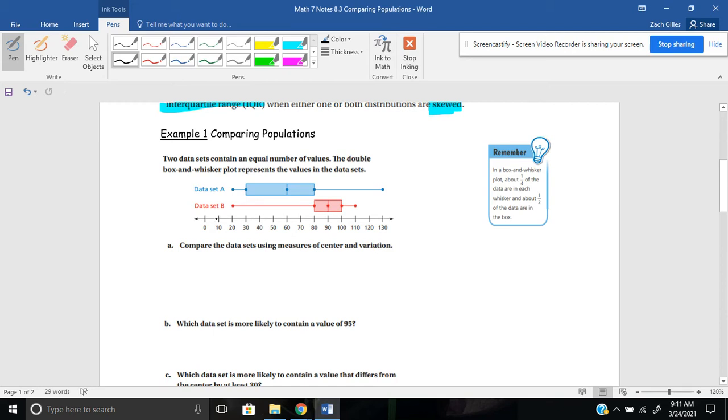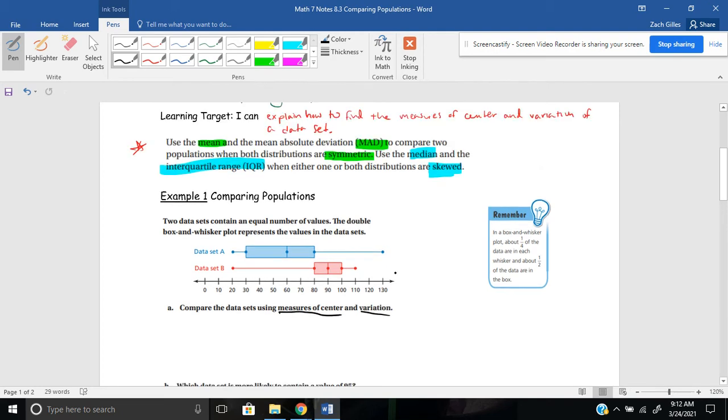Okay, so it looks like for data set B and A, my smallest number is 20. My biggest number for data set B is 110, 130 for data set A. My median is 60 for data set A. My median for data set B is 90. Okay, so that's just a couple things you can quickly tell by looking at this box and whisker plot. Letter A says compare the data sets using measures of center and variation.